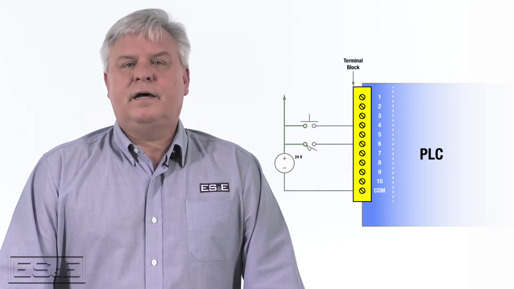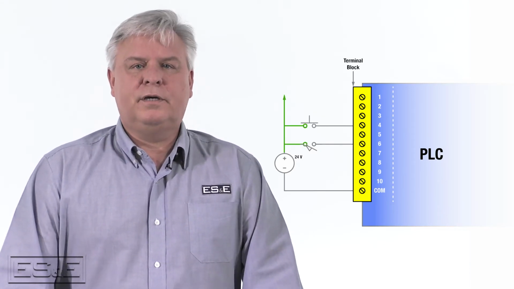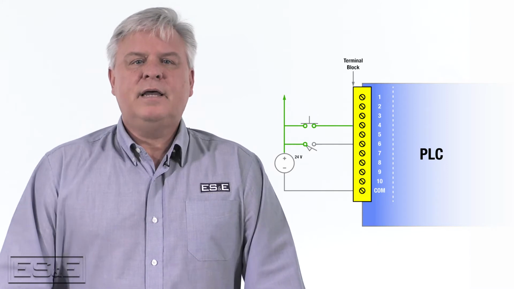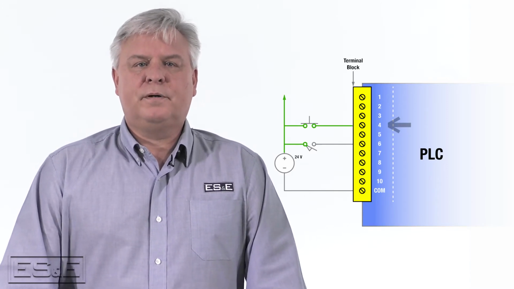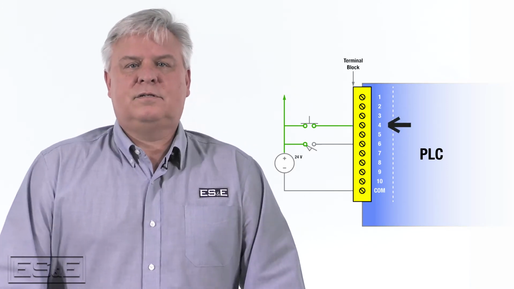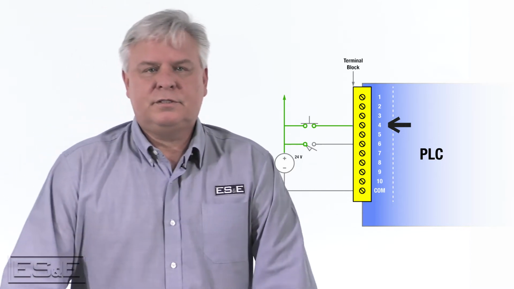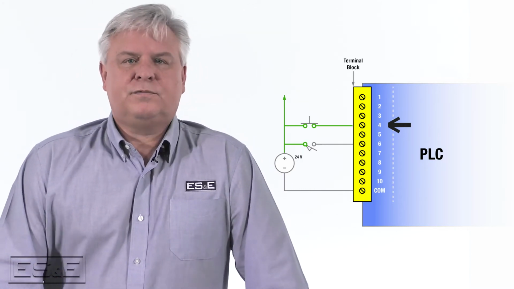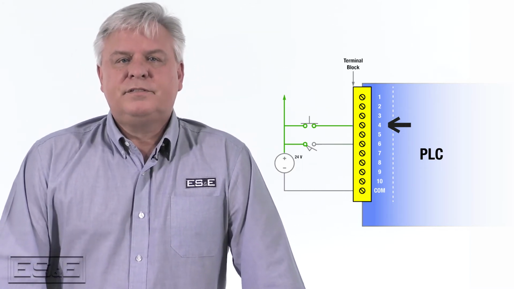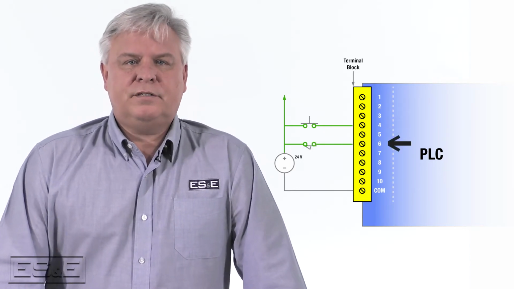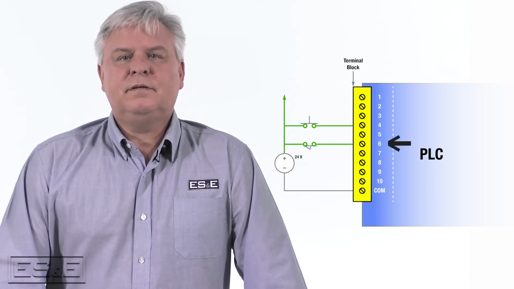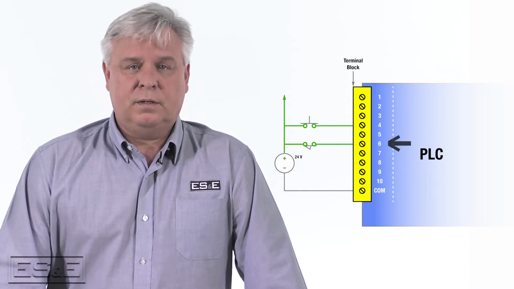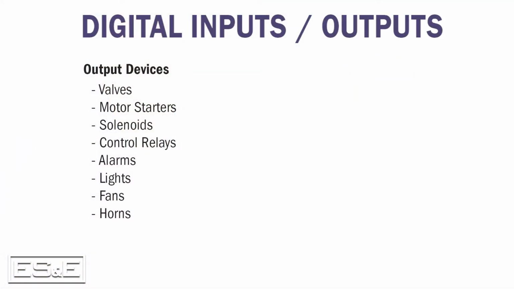The main thing to understand is that when the push button is pushed, it closes the contacts and power flows to input terminal 4. This indicates to the PLC that the button is pushed. Input 4 changes from a 0 to 1. Similarly, when the limit switch changes from an open to a closed position, input 6 changes from a 0 to a 1.